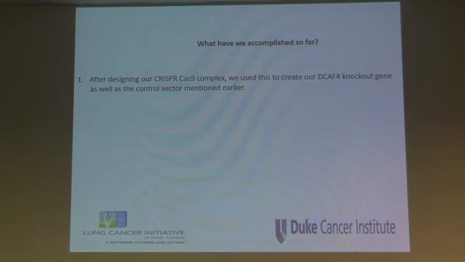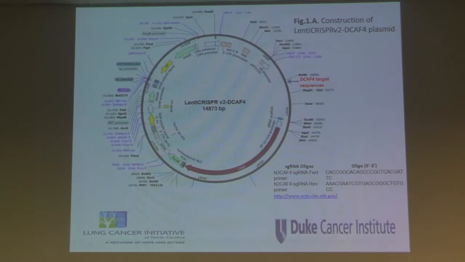So what have we done to this point? We've created our own CRISPR-Cas9 complex, and we've created this DCAF4 knockout gene as well as the control vector. I'm not going to cover any of this, but this is basically what that CRISPR model looks like, just to give you a sense of what that actually would be. And right there you can see that's where the DCAF4 target sequence is.